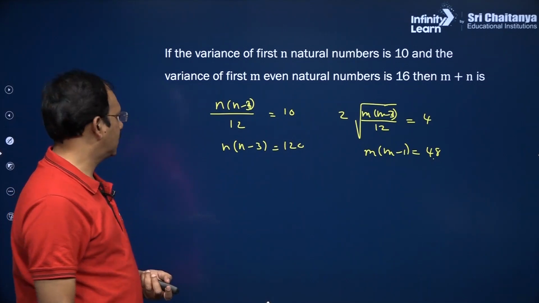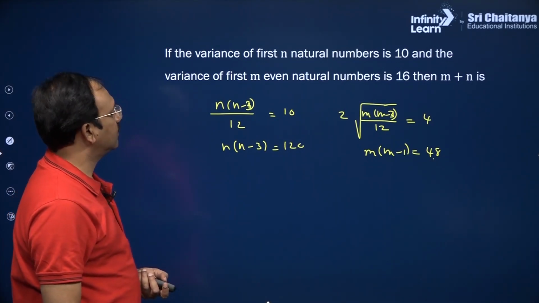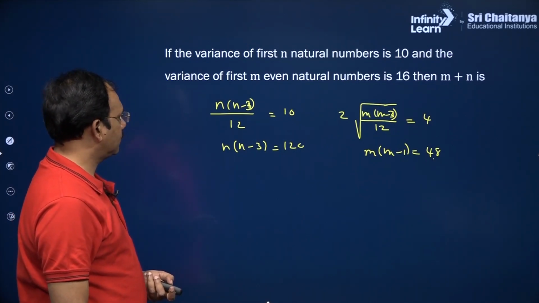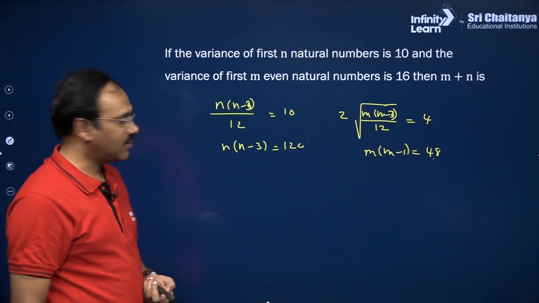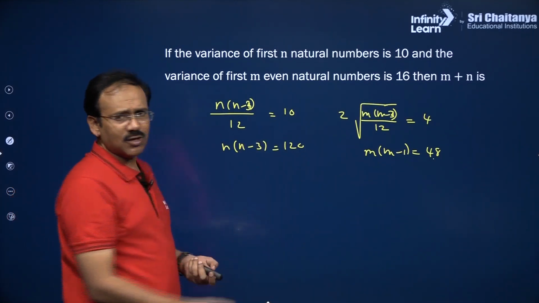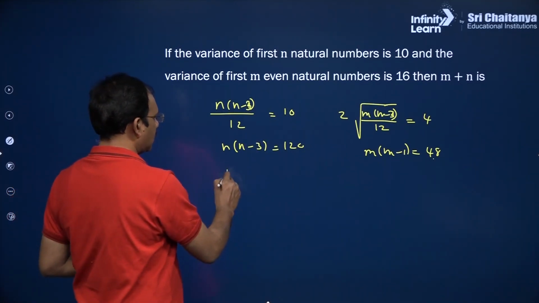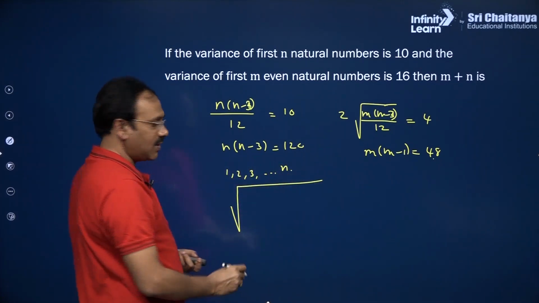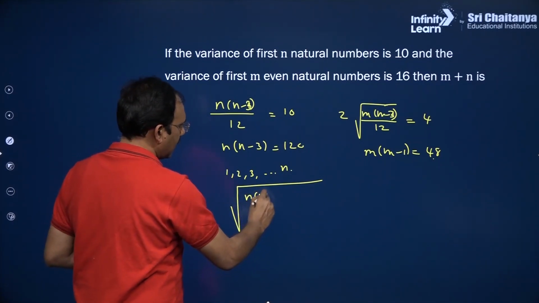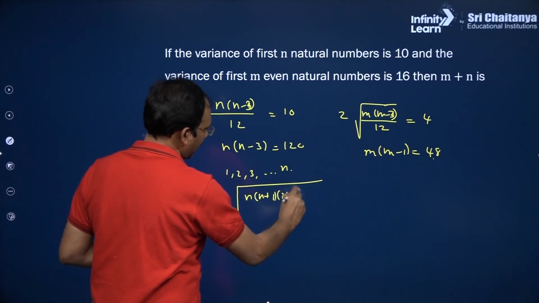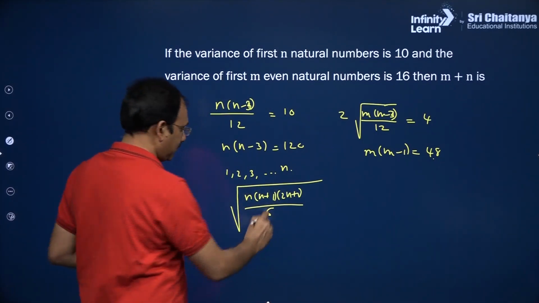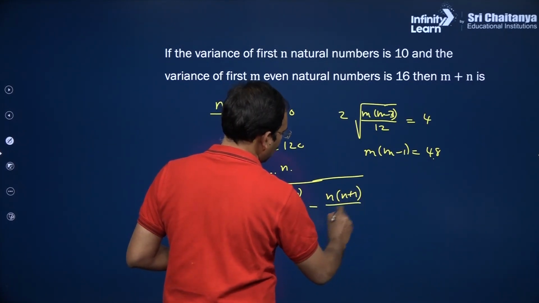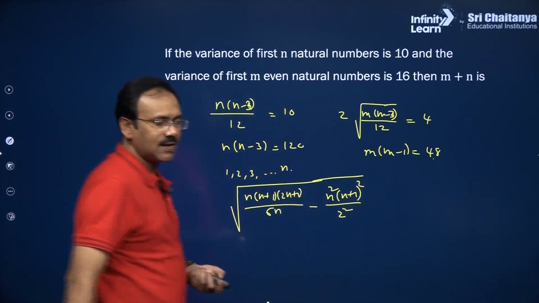From this you will get n value, and here m into this variance of first n natural numbers, you just recall the formula, or else you can also find. Suppose 1, 2, 3 and so on n numbers, if you take, this is going to be standard deviation, sigma n square is n into n plus 1 into 2n plus 1 by 6 by n minus average square, n into n plus 1 by 2 whole square. This is going to be the standard deviation.